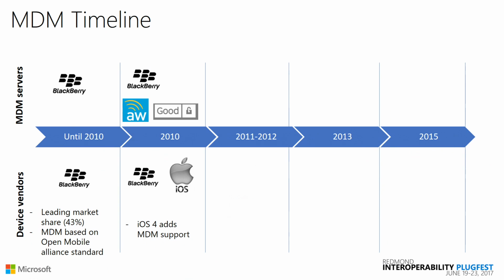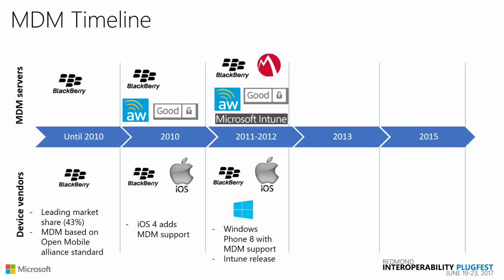Shortly after iOS, Windows Phone 8 became the first Microsoft offering that implemented MDM, so you can manage Windows Phone 8 devices with MDM. And Intune, Microsoft's MDM offering, was released somewhere around this time.